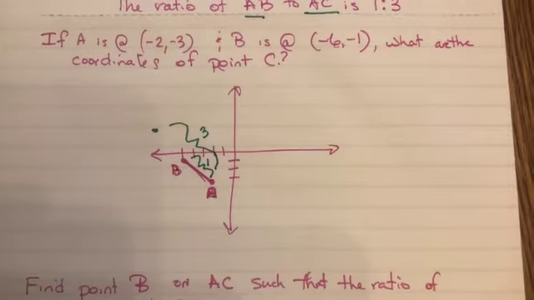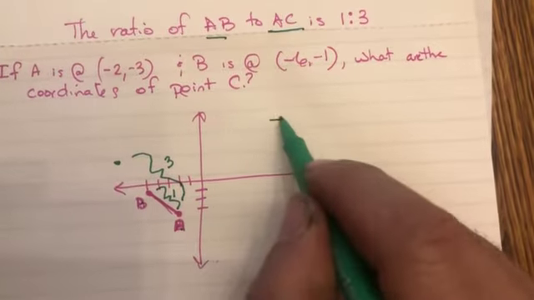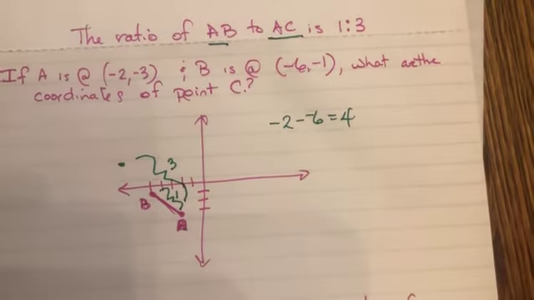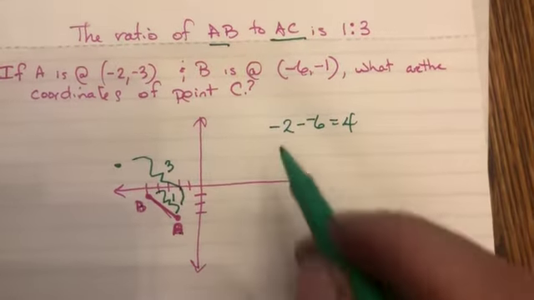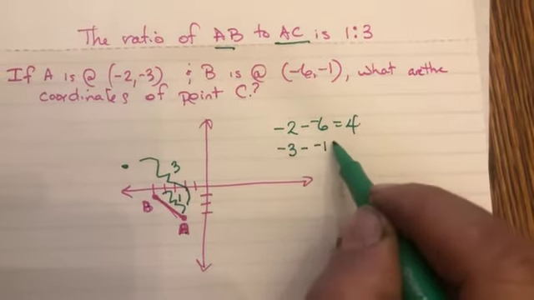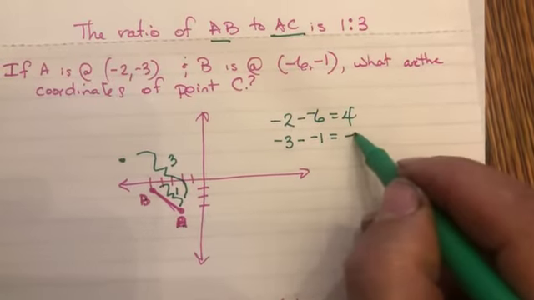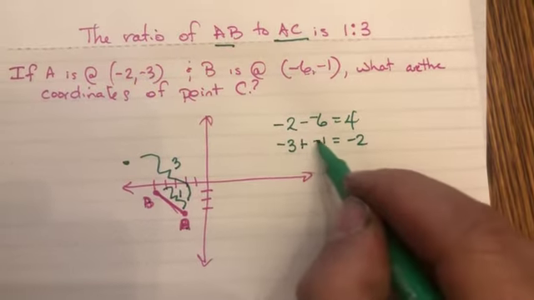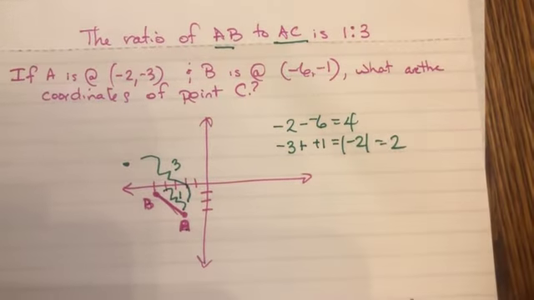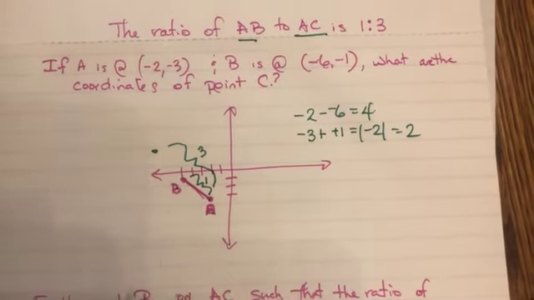All right, so using our idea of distance, we're going to find our horizontal distance first. -2 minus -6 says we're moving 4 horizontally, and -3 minus -1, we're moving -2, or we're moving 2 vertically. And that's going from point A to point B.